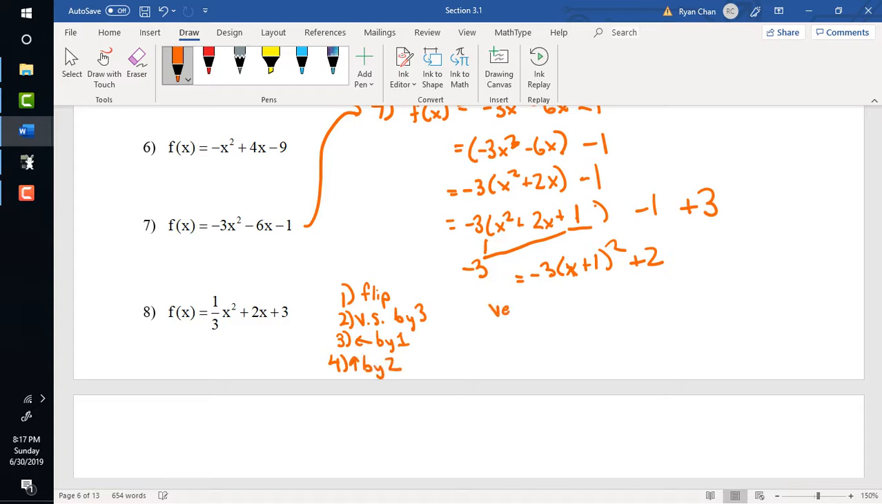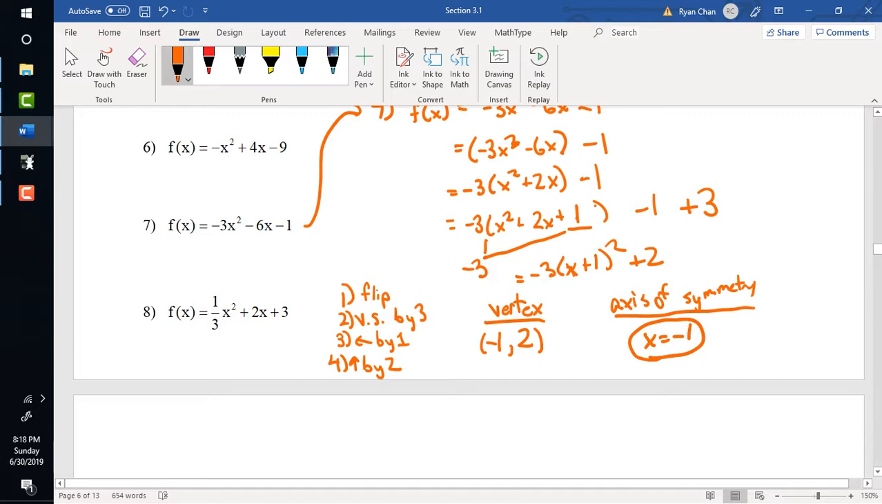What is my vertex? You should get a hang of this by now. So it's opposite. So it's negative 1 here, and then up by 2. Okay. So yeah, remember, inside parentheses always opposite what you think, but then the 2 is the same for the following, and then axis of symmetry is x is equal to negative 1. Okay. And that's it.